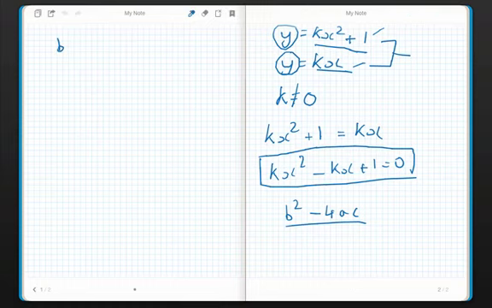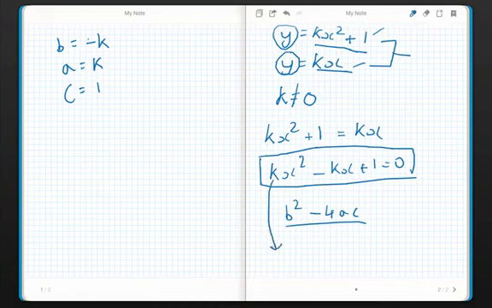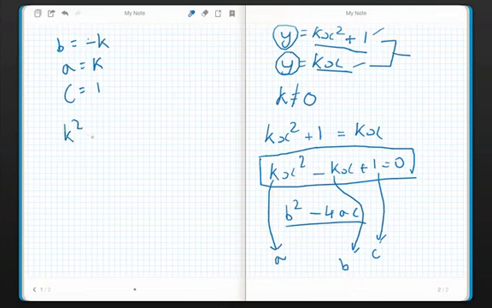We know that b in this case is equal to minus k. We know that a is equal to k, and we know that c is equal to 1. We've done this in a previous lecture, so if you have any problems, please refer there. But if you want me to review it, this coefficient is a, this coefficient is b, I'm taking only coefficients here, and this coefficient is c. Now, b squared minus 4ac is k squared minus 4 into k.